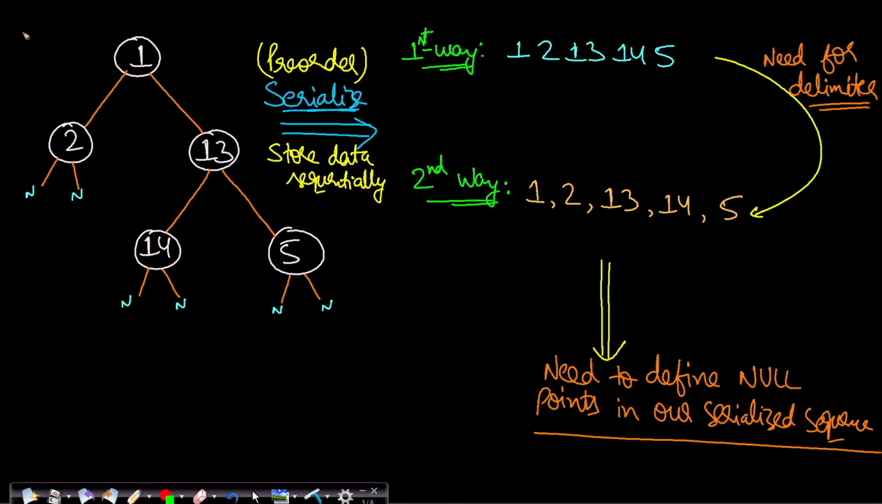Now let's assume that this is our given tree. In this binary tree, if we want to serialize it, let's take the most intuitive way. Let's say I will do the pre-order traversal, or any tree traversal, and try to get all the numbers and write them side by side. So serialization is a process of sequentially writing your entire data.